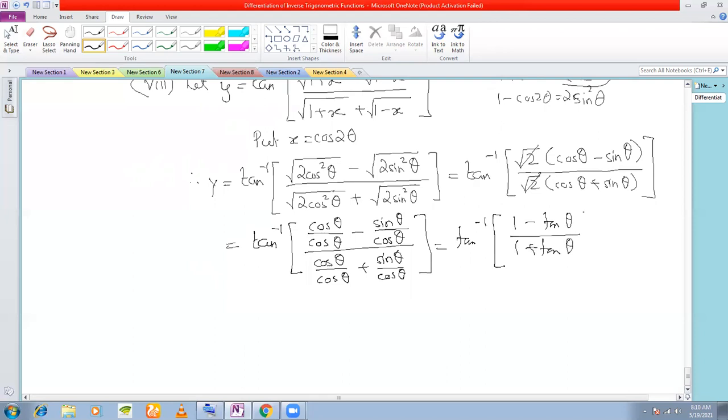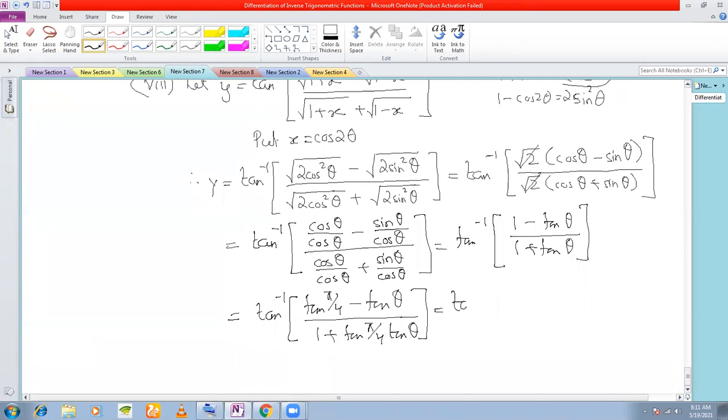And you know 1 minus tan theta by 1 plus tan theta can be written as tan pi by 4 minus tan theta divided by 1 plus tan pi by 4 into tan theta, which is equal to tan inverse tan of pi by 4 minus theta, which is simply pi by 4 minus theta.